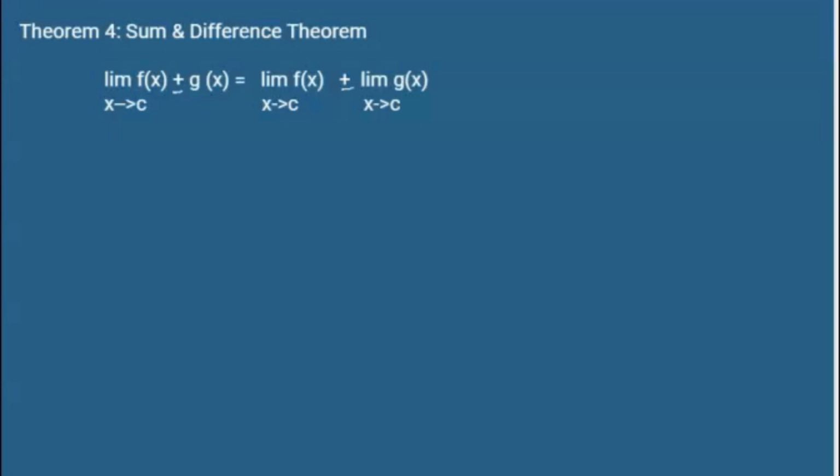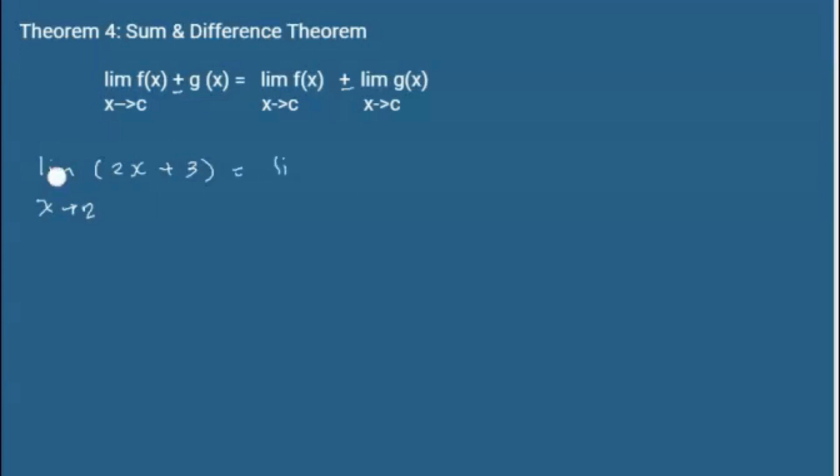Okay, so let's have an example. Actually, this is a similar example from our previous example that we solved for theorem number 3 when we broke down two terms. So let's have this. The limit of 2x plus 3 as x approaches 2.